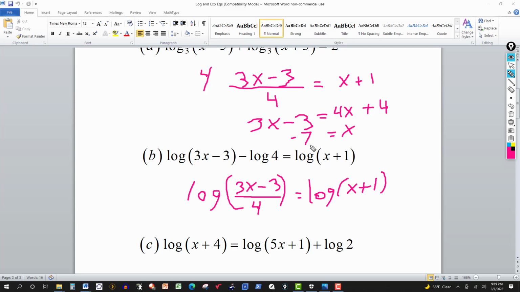All you have to do is plug it back in and check. And if on any of those terms you get the log of a negative, it's not going to work. Well, you can just start with this right side. I've put a negative 7 there where the x is. The log of x plus 1 becomes the log of minus 7 plus 1. That's the log of negative 6. So this one has no solution, no real solution. The empty set.